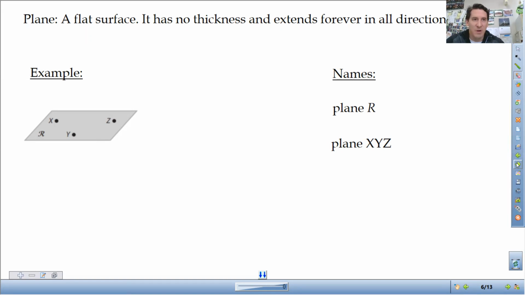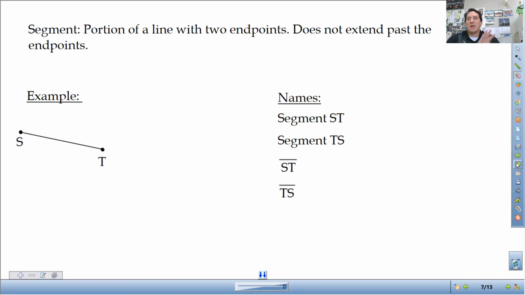And I think that covers that for planes. A segment. So here are the things that are actually built with lines and points. These are actually defined terms. So there's the segment, and this is a portion of a line with 2 endpoints. So it's just like a line, but you cut off those arrowheads. This segment ends at the actual endpoints. It does not go past that.